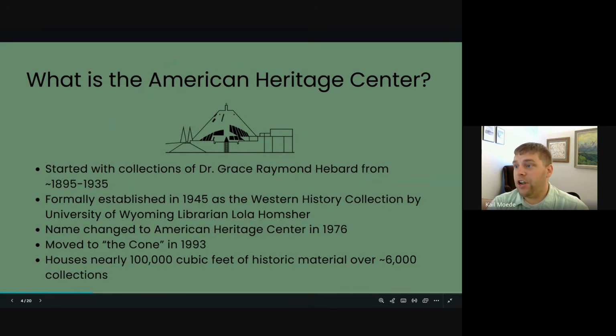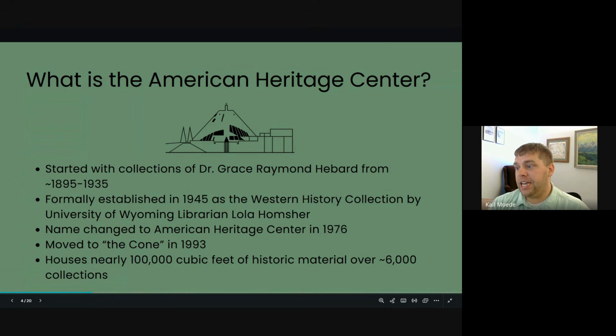So just a very quick overview on what the American Heritage Center is. If you've ever been to Laramie, you might have seen our building. It's the big cone building that's close to the athletic facilities. We started with the collections of Dr. Grace Raymond Hebard from about 1895 to 1935. She was a prolific collector of all things Western history related.